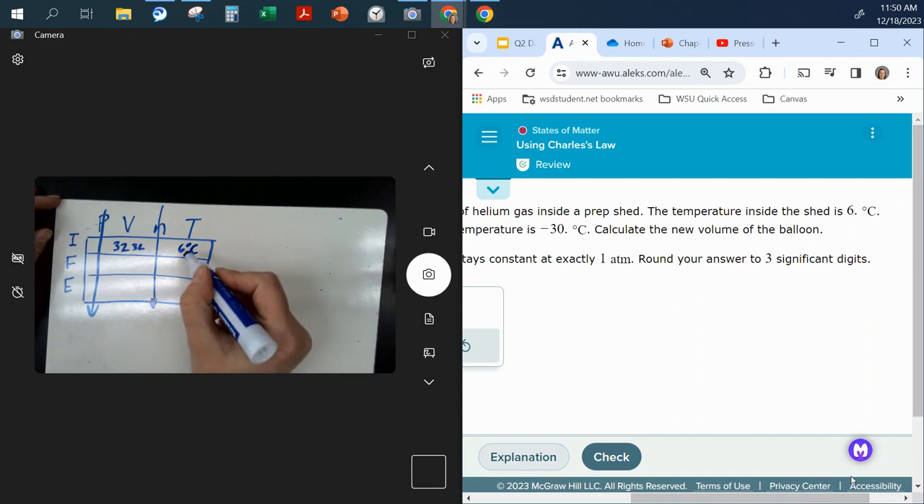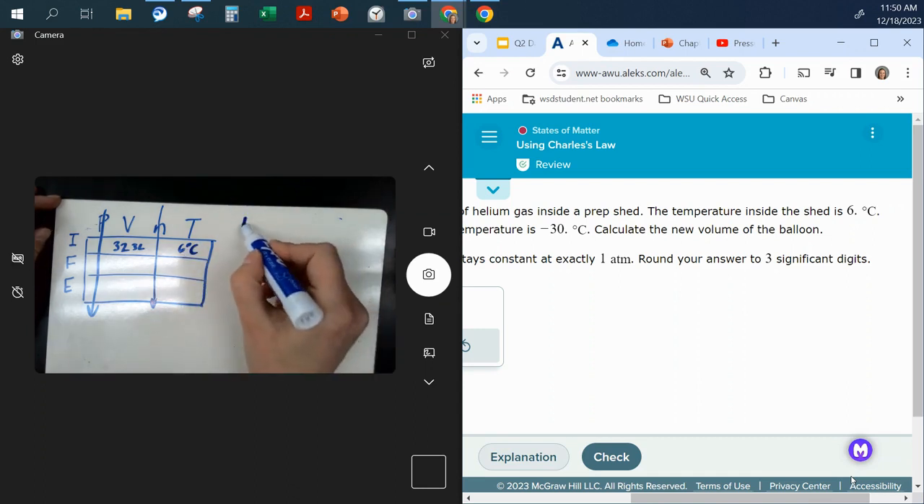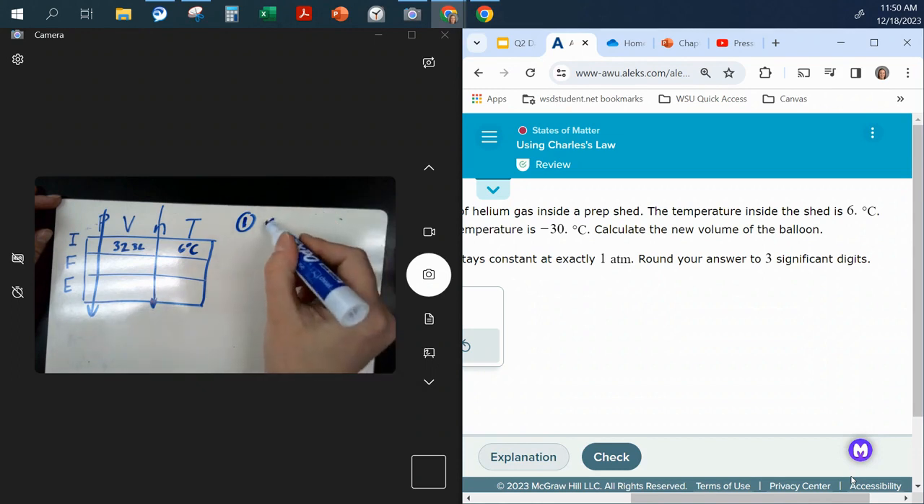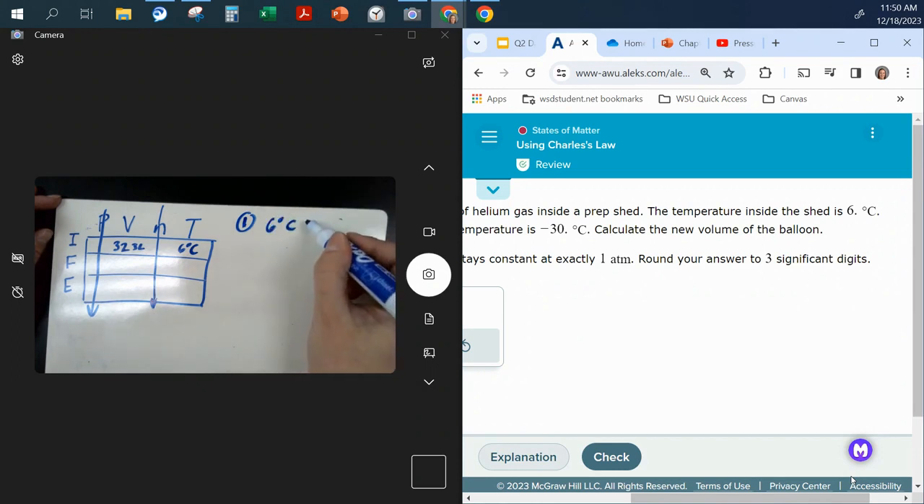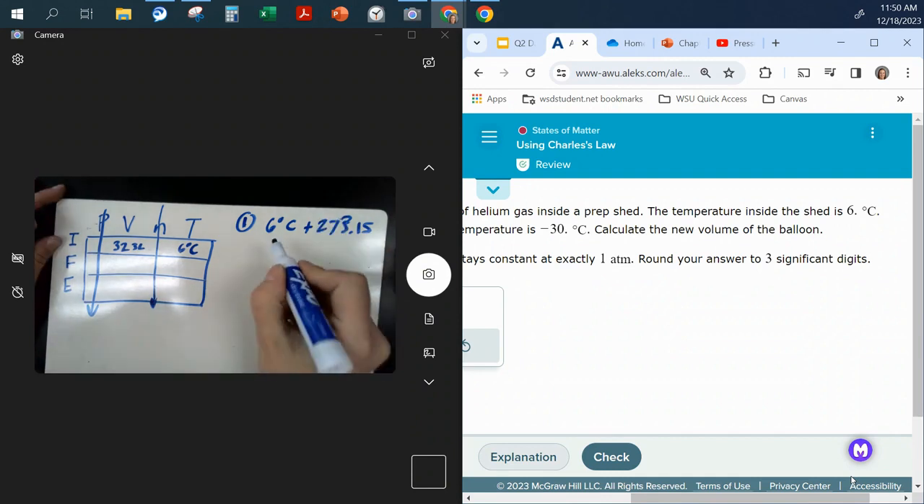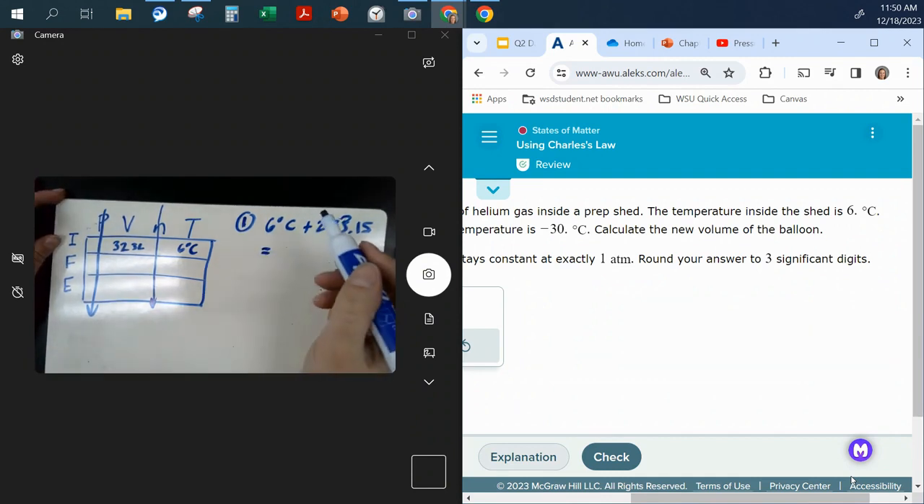We need this to be in Kelvin, so the first thing let's do is change that to Kelvin. We're going to take 6 degrees Celsius and add 273.15. That's our definition of going from Celsius to Kelvin. So that's going to be 279. Do we agree with that? I just added this, and this one has no decimal places, so we get no decimal places.